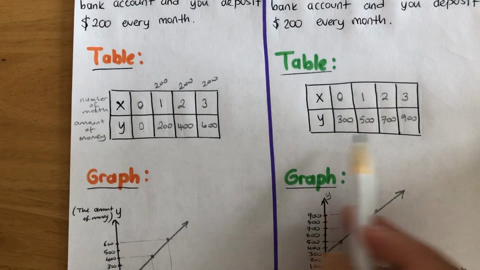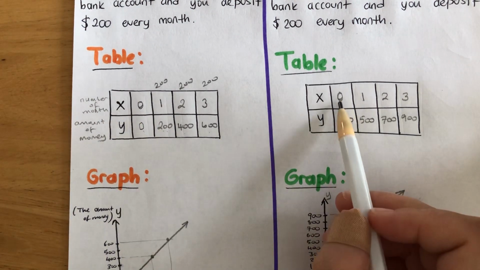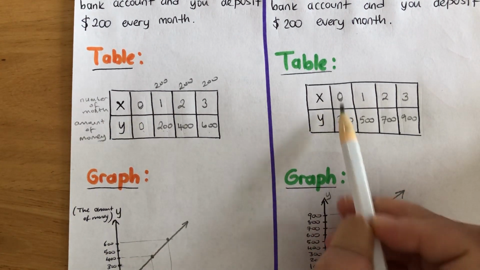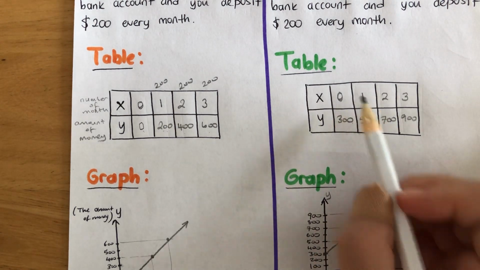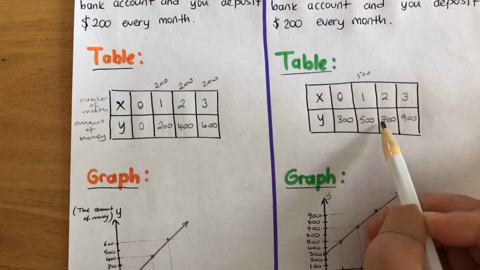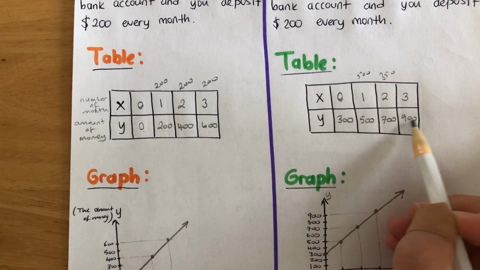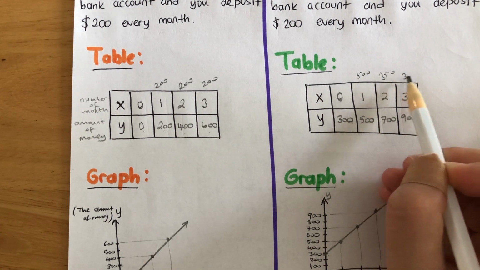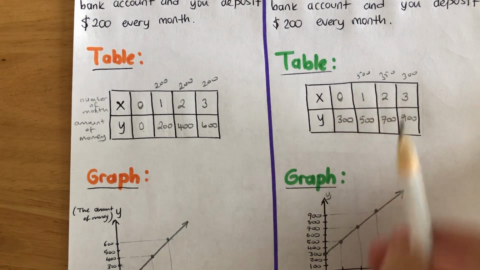But here, when you divide them, pay attention, I'm not dividing 0 by 0. Whenever you have a 0, you will not divide them, you will not use that. So 500 divided by 1 is 500. 700 divided by 2 is 350. 900 divided by 3 is 300. So they are not the same, it's not proportional, okay?